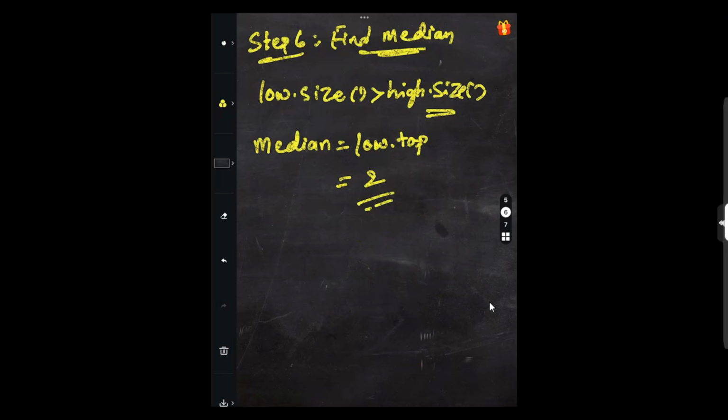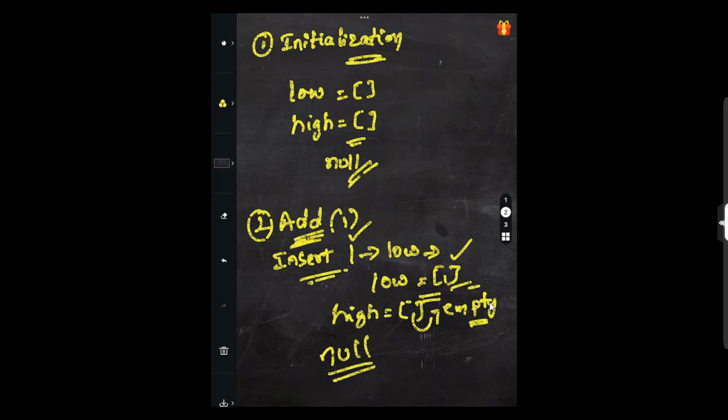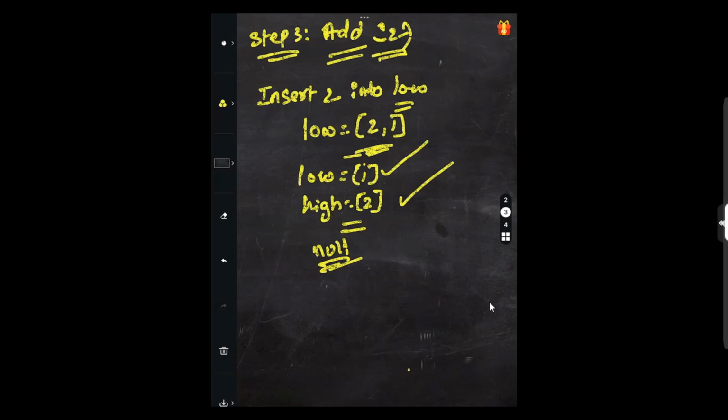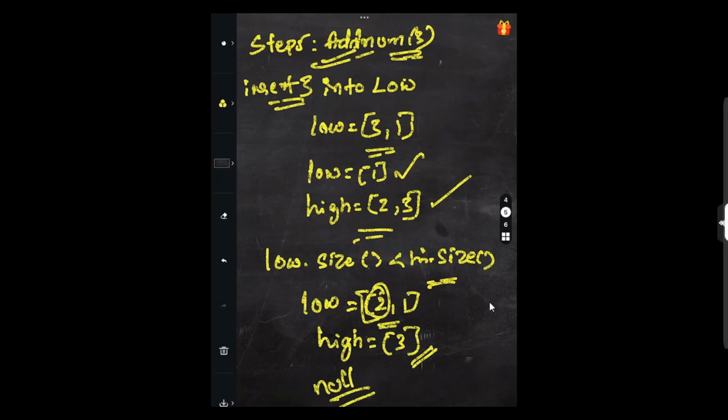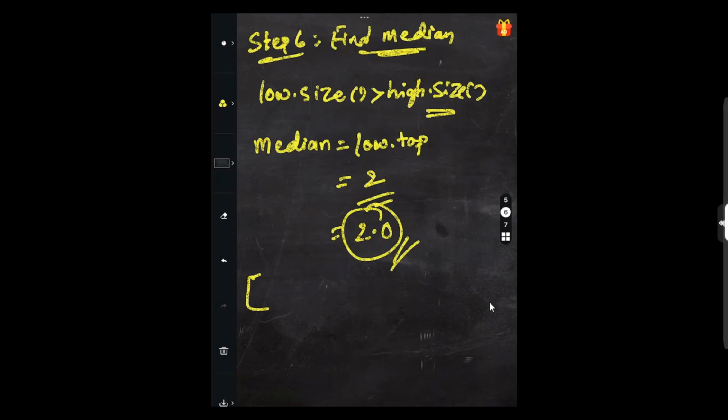From the previous one we know that low.top is nothing but 2. So 2 will be the output. Output will be 2 or 2.0, we can consider. So the final output that we got here is, from here we started: null, null, null, 3 times null, and the fourth one is 1.5. 1.5 again, null, 3 times null, 1.5, null, and finally 2.0.